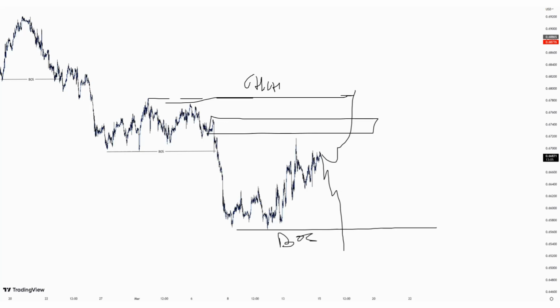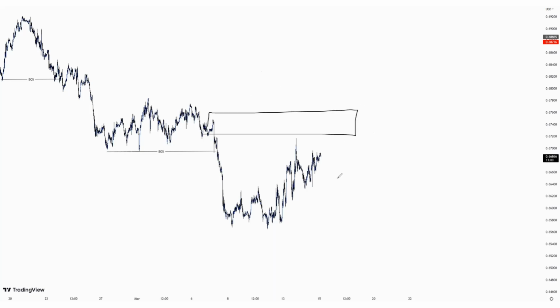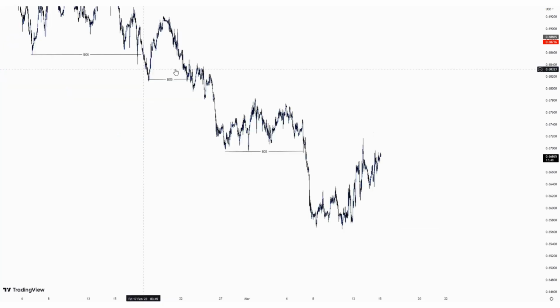Then of course, if you have your point of interest there, the price comes and reacts, the same thing as we're doing. Take an entry, it breaks structure, it continues. Okay, so we've come to the end of our video.